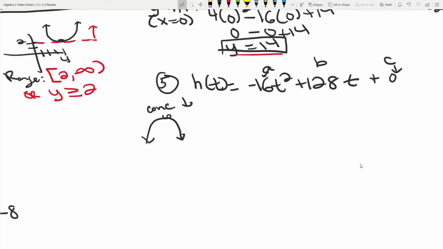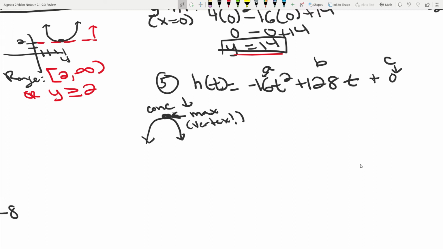So we know it's concave down. So that means it does have a maximum, right? So it has a maximum somewhere. So we need to find that maximum height. How do we find it? Well, the maximum height is the vertex, right? So we need to find the vertex. We need to find the y-coordinate of the vertex.